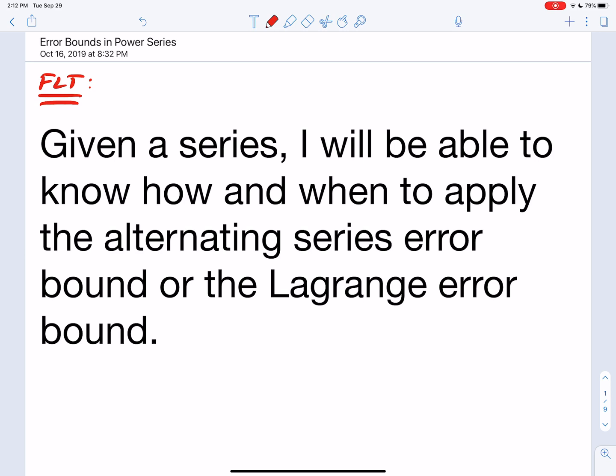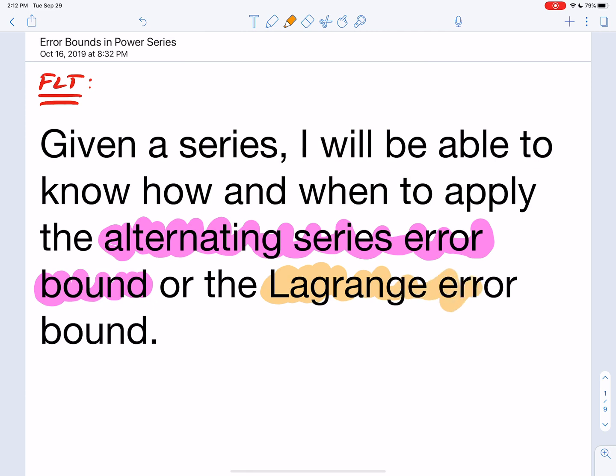So, given a series, you're going to be able to know how and when to apply two types of error bounds, okay? The first one is the alternating series error bound, okay? The second one is the Lagrange error bound. Okay? It sounds very complex, but it's not that bad, you guys.